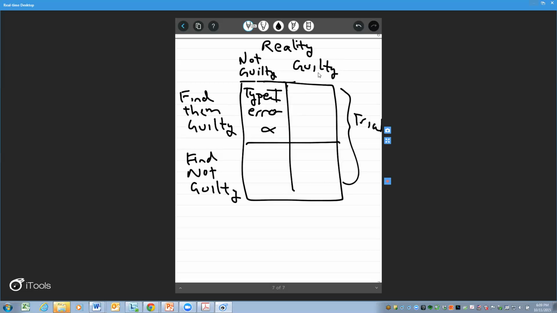Now, if in reality the person is guilty and we find them guilty, then the justice system has worked the way that it's supposed to. It was a correct decision, and it gave us the power of the criminal justice system. Right? We took a person who actually committed the crime, and we found them guilty. So that was the power of the test.